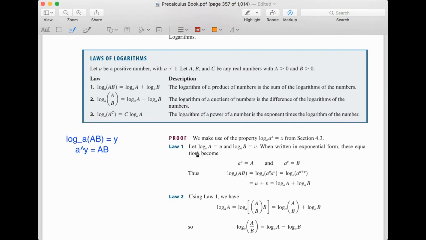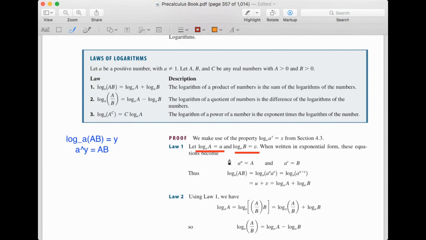Then we can write another way. We can write log base little a of capital A. Let's set it equal to u, just some variable. Then let's call log base a of B, let's call this v.